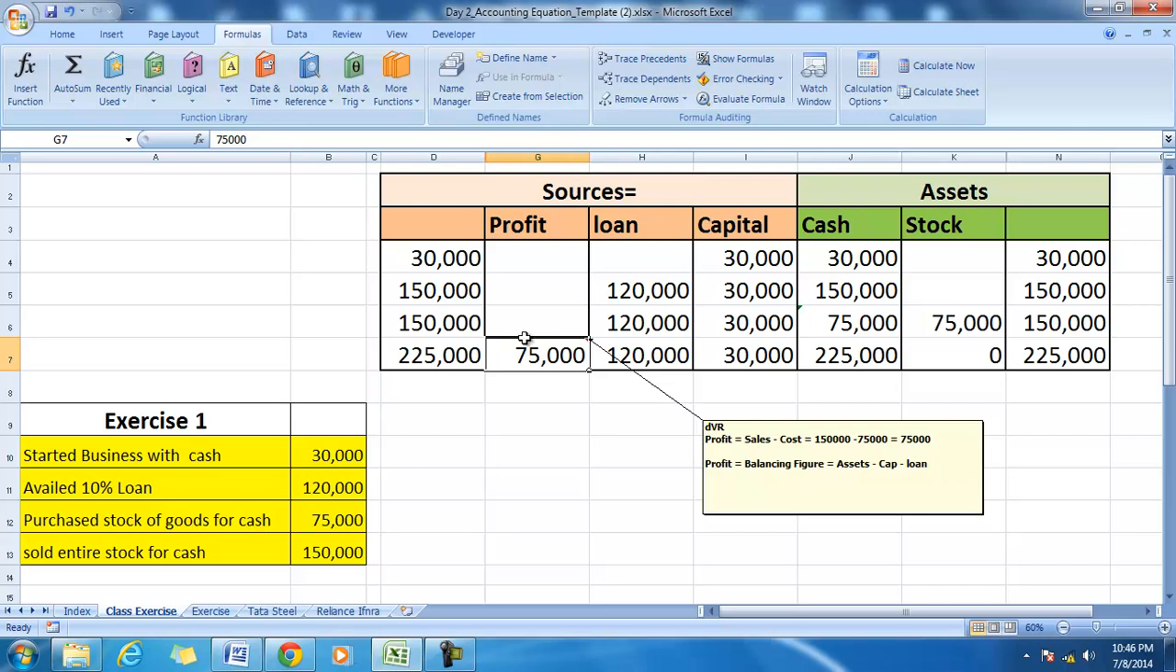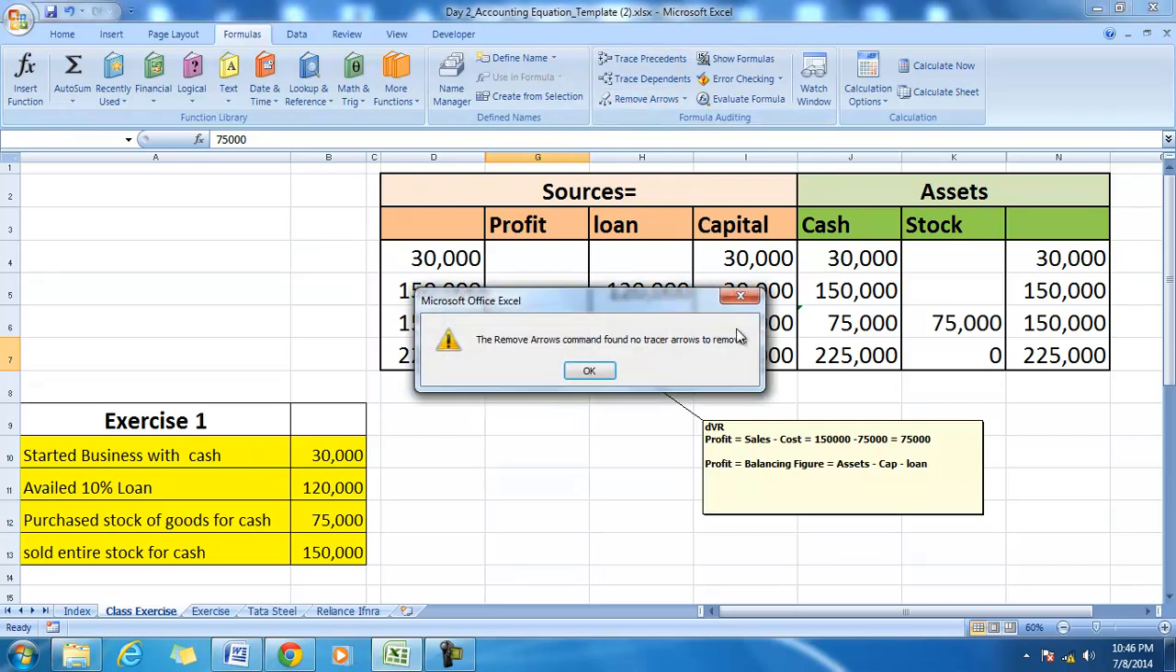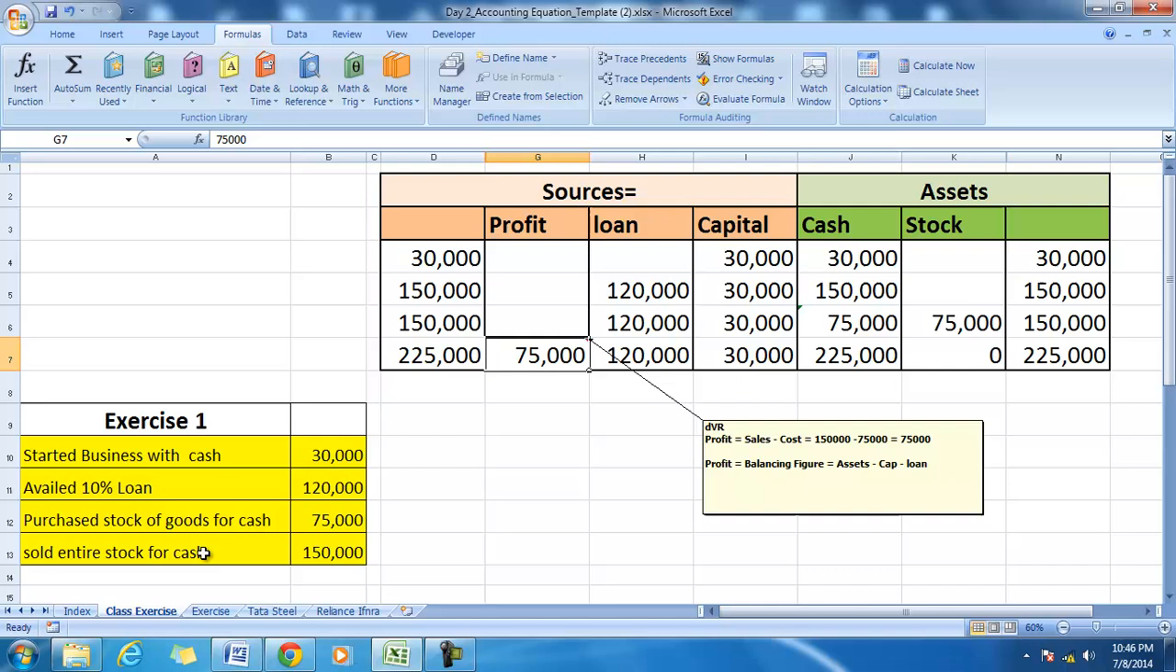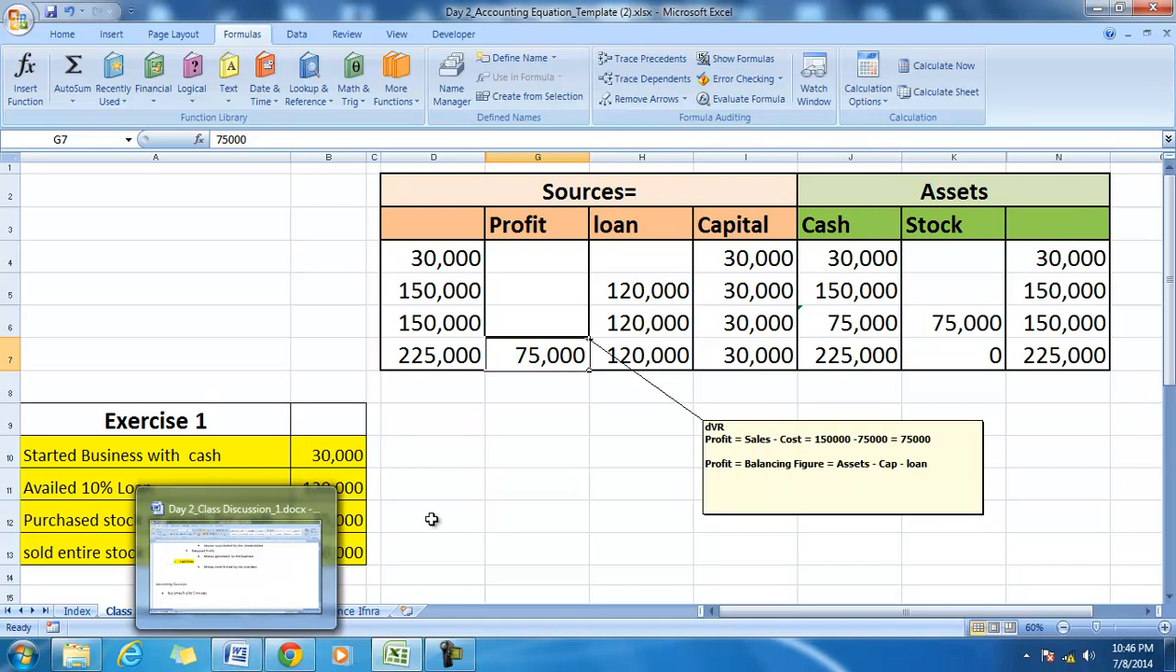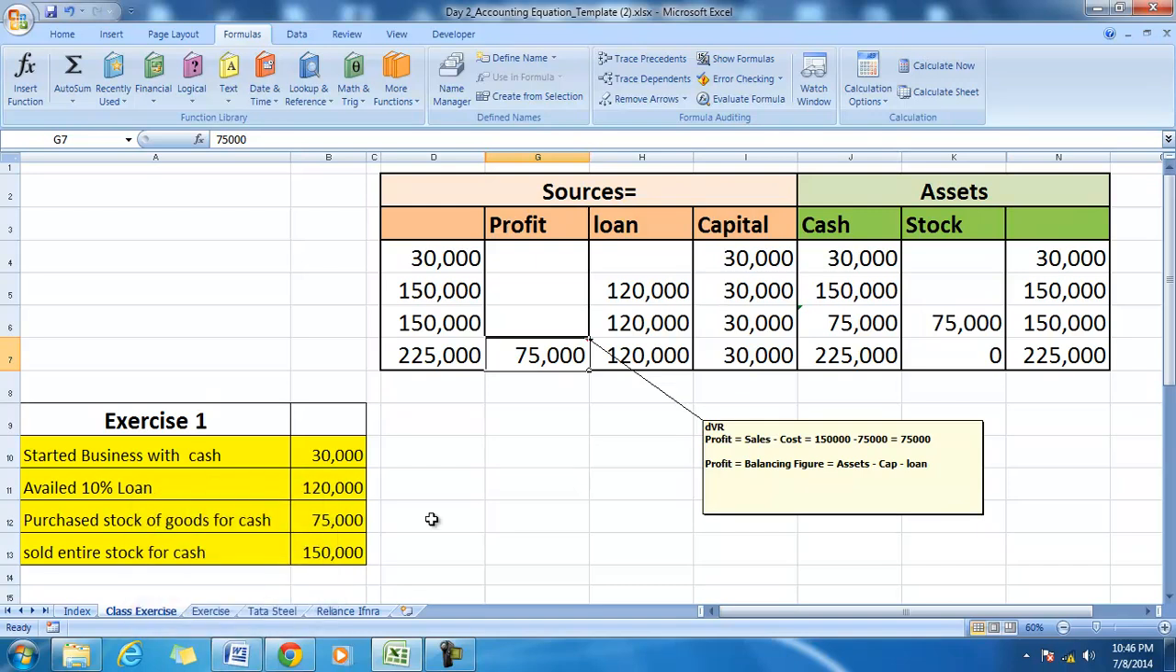So the accounting equation is a process of converting these transactions into the sources and the corresponding assets, and this accounting equation becomes the basis for preparing or converting the business decisions into financial statements.